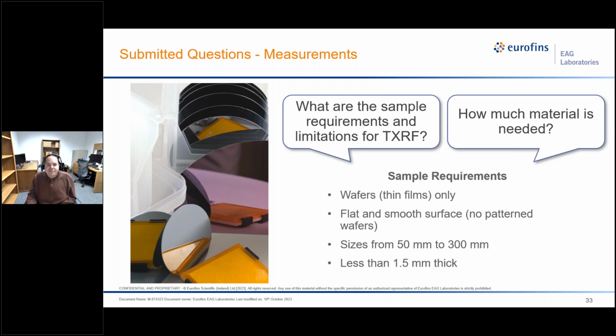For wafer sizes, the smallest we can measure is a 50 millimeter wafer or a 50 millimeter square wafer piece. Anything smaller than that, and we will run into issues with getting too close to the edge of the wafer. And for sample thickness, the most we can allow is 1.5 millimeter thickness. If the sample is thicker than this, we run into issues with the sample stage and the detector height.